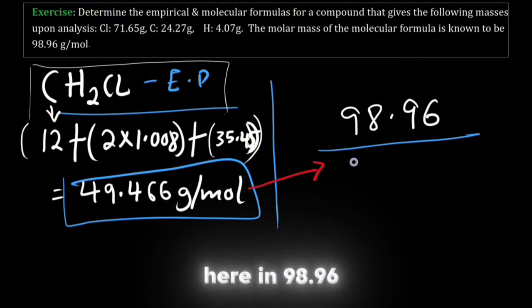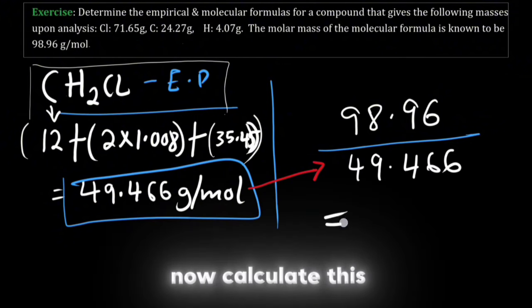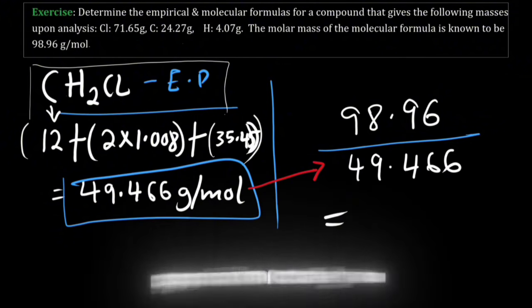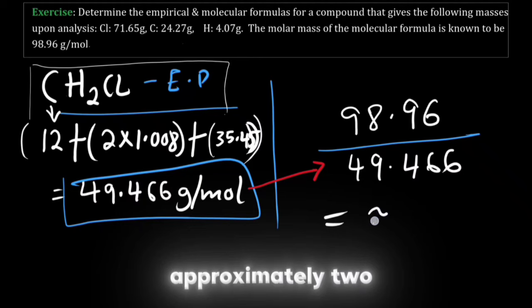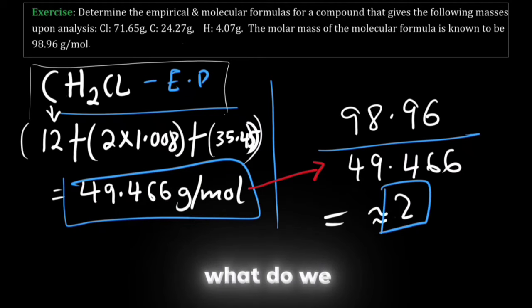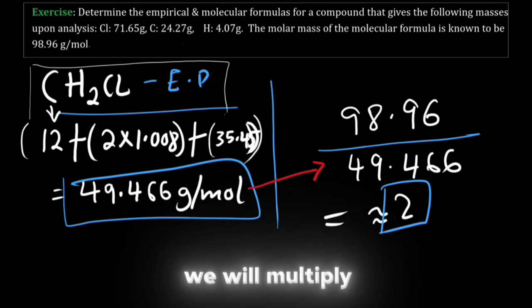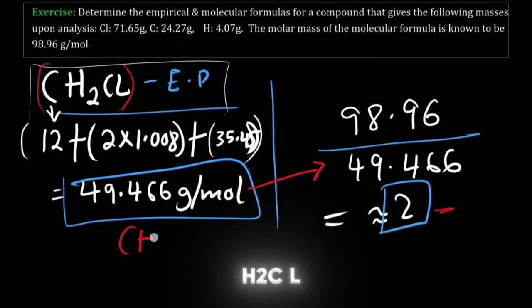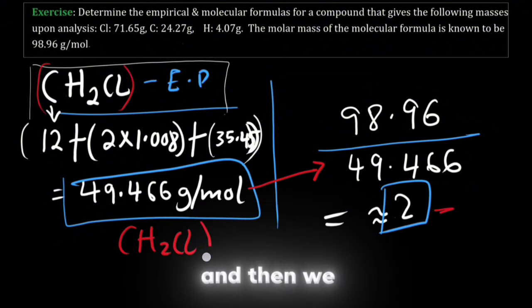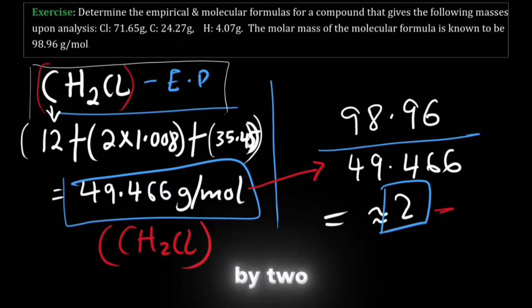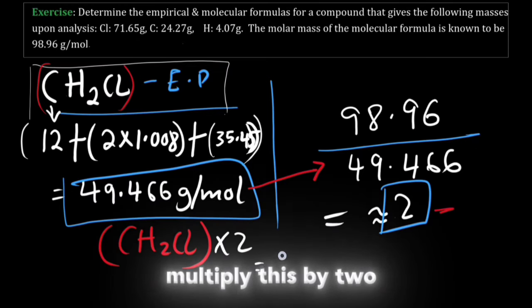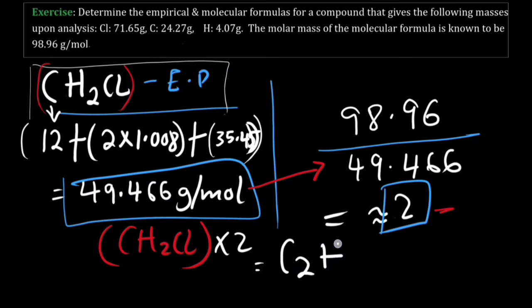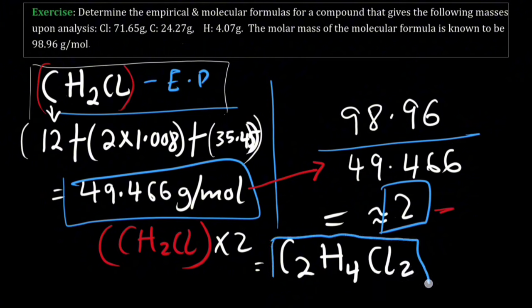So this here, we will put it over here. So we'll have here 98.96 divided by 49.466. Now calculate this, you will get approximately 2. We have this number 2. What do we have to do with this 2? We will multiply this 2 with the formula. We'll take CH2Cl, and then we will multiply this by 2. So when you multiply this by 2, you will have C2H4Cl2. And this here will be your molecular formula.